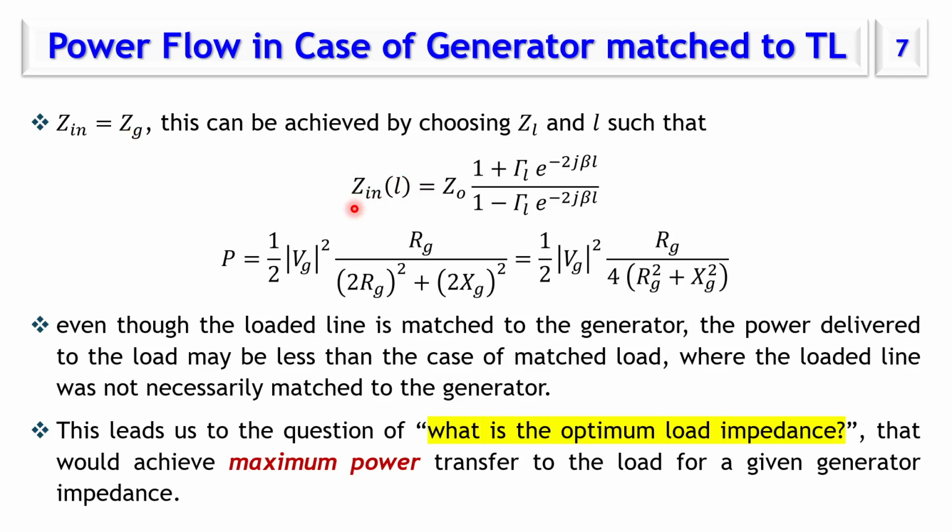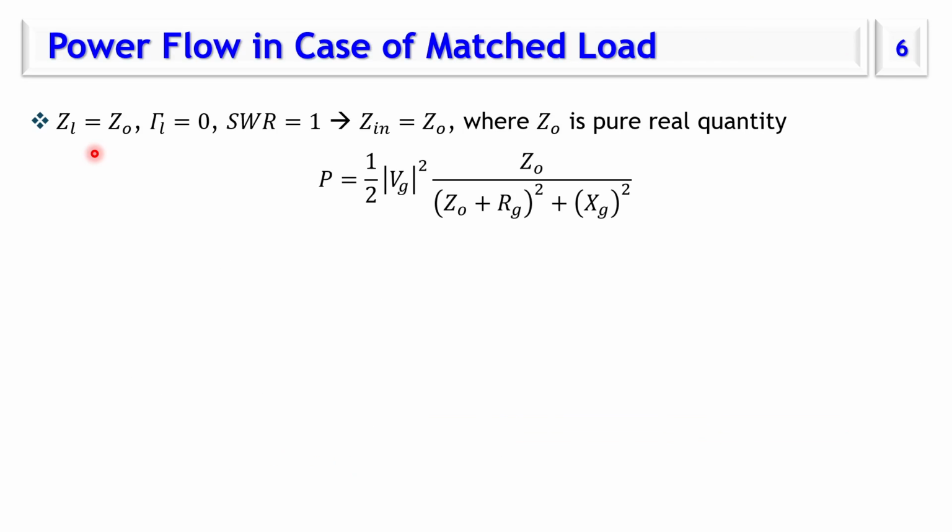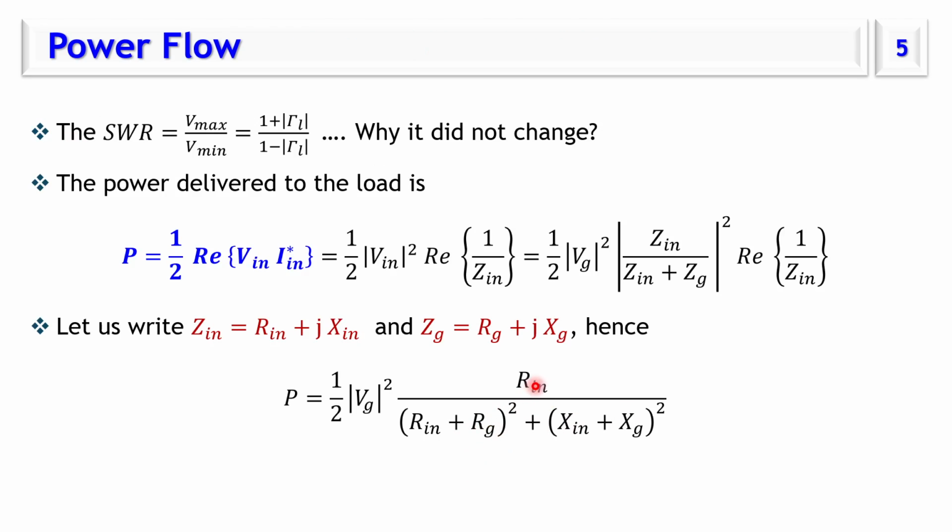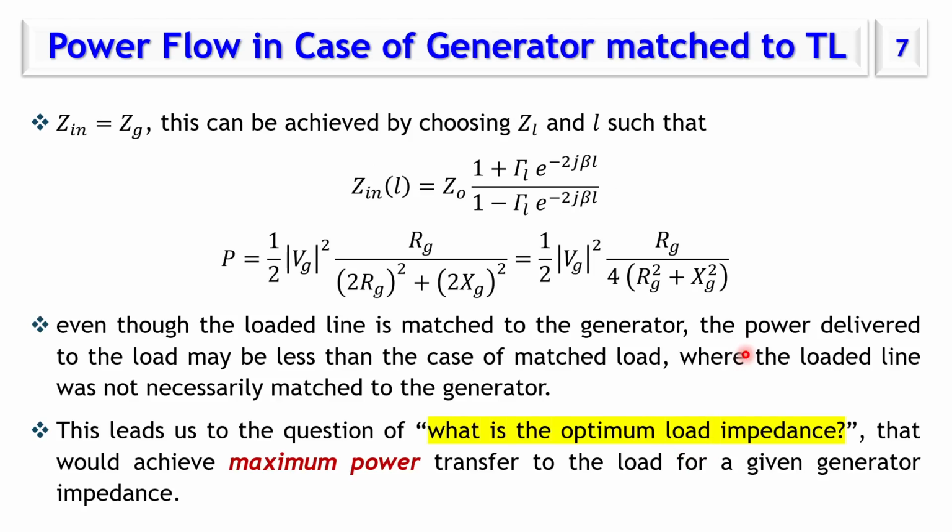So we can write the expression for Zin. It has a real component and an imaginary component. And if we write down the expression, we'll find it this way, because Z input equals Zg. Zg does have a real component and an imaginary component, like this expression. If Zin equals Zg, this will be 2Rg, and this will be 2Xg, which is the case here, and we have the expression.